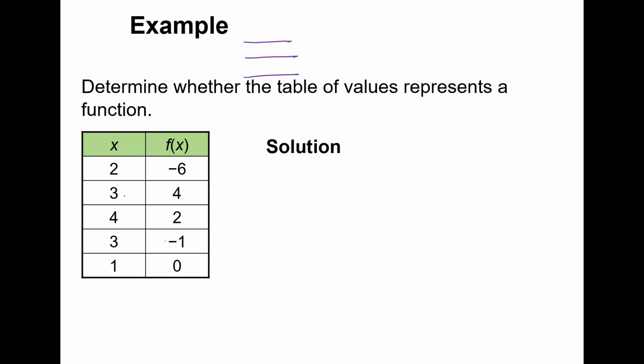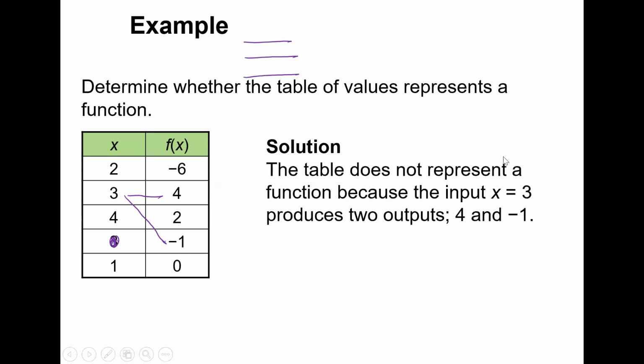Well, that's saying basically that. So we could take that off and say, well, 3 is going to 4 and negative 1. So that's going to 2. So this shouldn't be a function. And so it doesn't represent a function, because x equals 3 produces both a 4 and a negative 1. Hence, it's not a function. Okay.